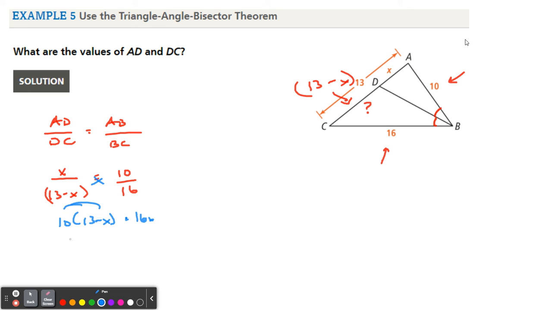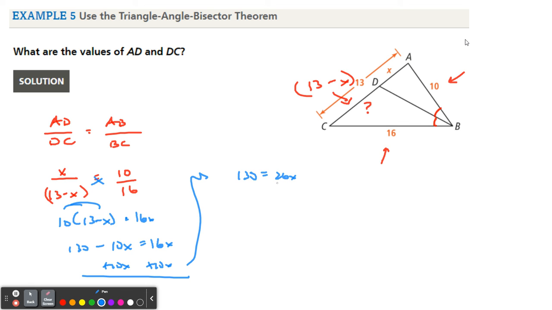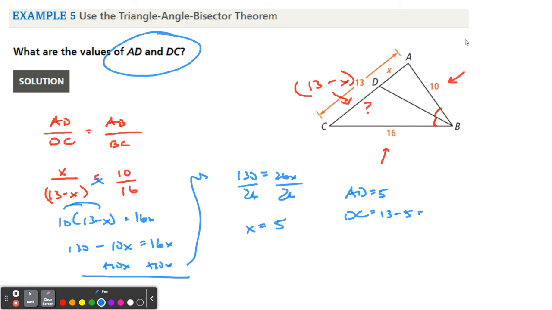I'm going to distribute. So 10 times 13 is 130. 10 times negative x is negative 10x. That equals 16x. We're going to add 10x to both sides. So we get 130 equals 26x. And we're going to divide by 26. And we get an x value of 5. And they want to know what AD and DC are. So we know that AD is exactly x. So AD is just 5. And then to find DC, we're going to take 13 minus 5, which is 8. And there you go. So that's applying the triangle angle bisector theorem.